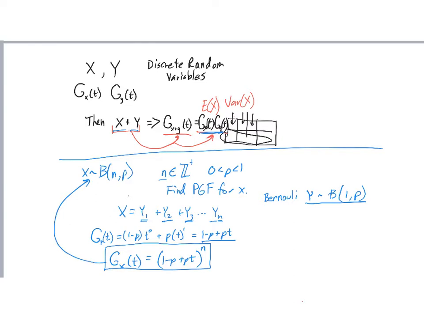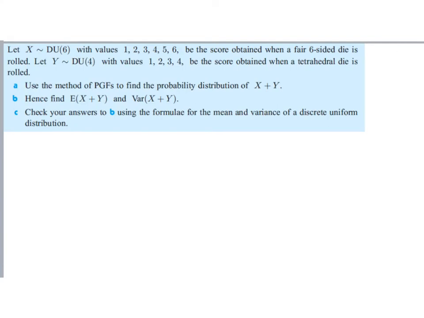All right, so let's look through one more example. This one is with a discrete uniform variable. We've got values 1, 2, 3, 4, 5, and 6. And then we've also got a discrete uniform variable Y, which is a tetrahedral die, a four-sided die with values 1, 2, 3, 4. So essentially 2 dice, right? It wants us to use the method of PGFs to find the probability distribution of X plus Y.